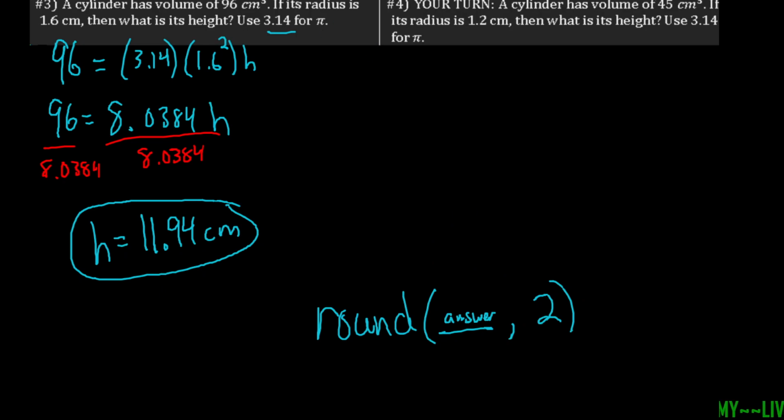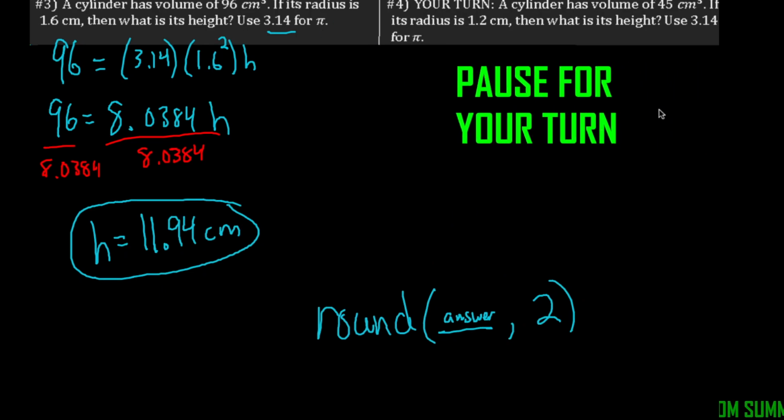All right, same kind of setup. For number 4, it says your turn. A cylinder has a volume of 45 centimeters cubed. If the radius is 1.2, what is the height? Make sure you use 3.14 for pi. Make sure you pause for your turn.